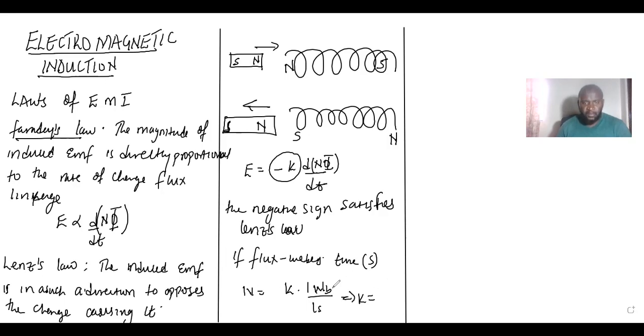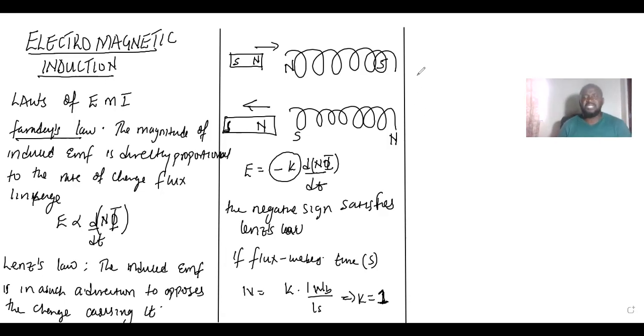Now if you look at K, we are saying K is a constant. So if you have 1 volt and 1 Weber, then K is going to be equal to 1. That is, if you have 1 volt and a flux linkage of 1 Weber in a time of 1 second. Just like we derived the equation for force as mass times acceleration, and we assumed a force of 1 Newton, a mass of 1 kilogram, and an acceleration of 1 meter per second squared, then the value of the constant of proportionality from Newton's second law was confirmed to be 1. So even here, the value of the constant K is 1.